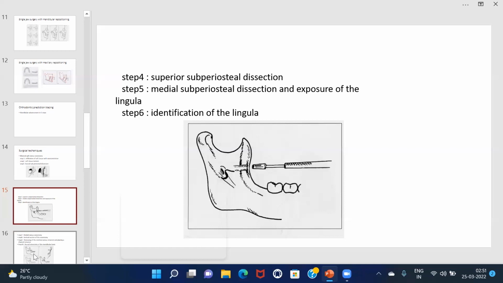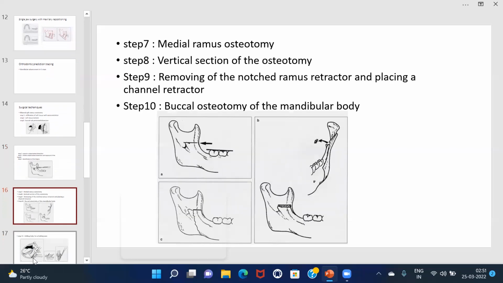Now, medial ramus osteotomy, step 7. While aiming at the notch of the lingula, angle the ramus osteotomy parallel to the occlusal plane. In the figure, using a 701 fissure burr or landmark burr, terminate the osteotomy just posterior to the lingula and ensure that the osteotomy is carried out through the lingual cortex into the medullary bone of the mandibular ramus.